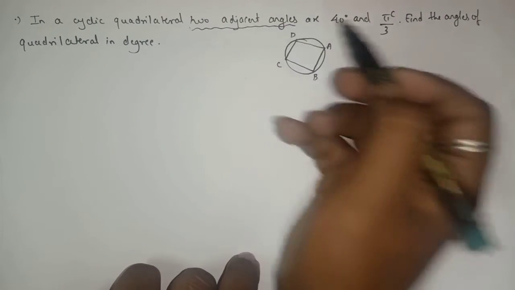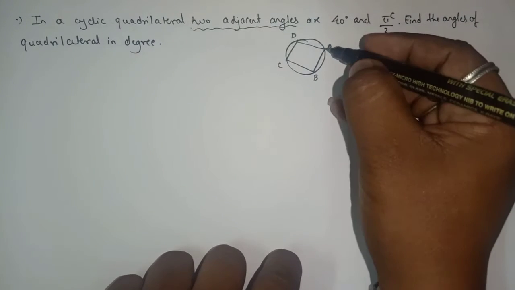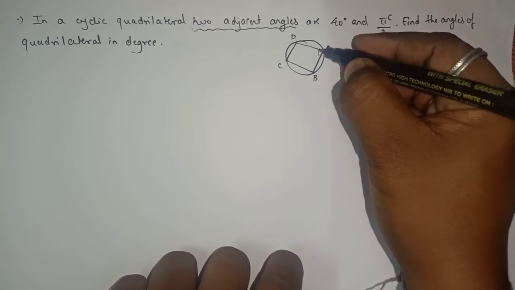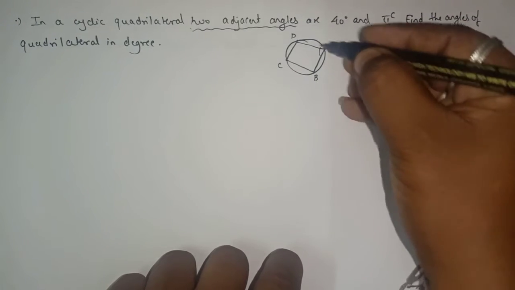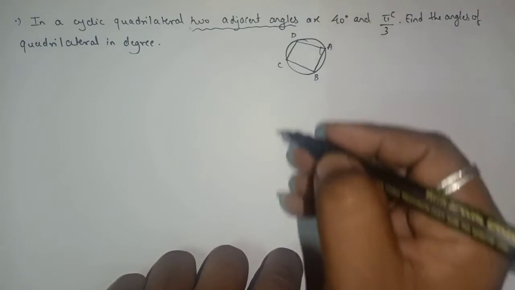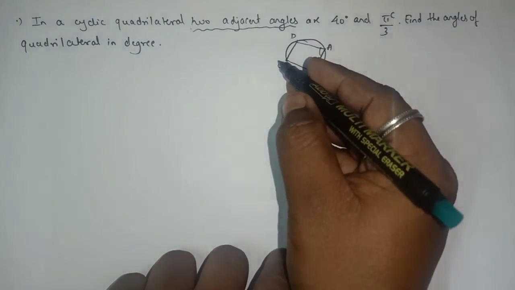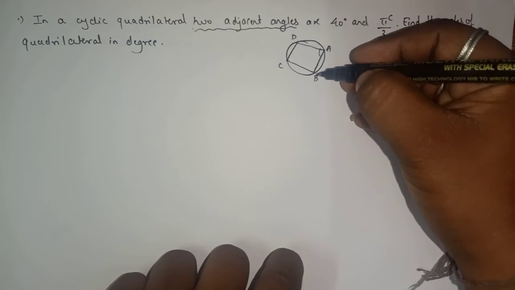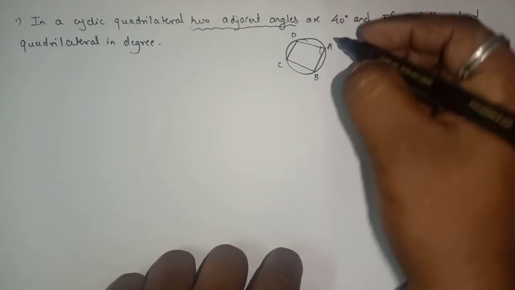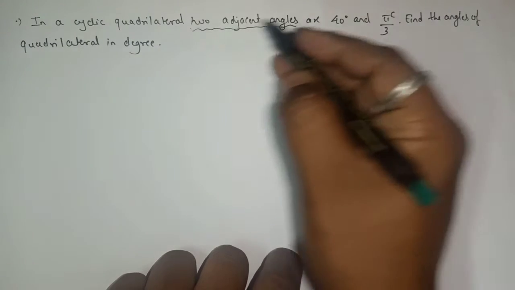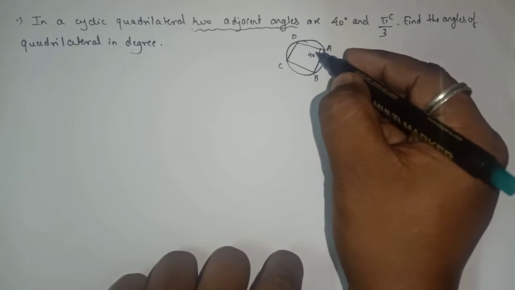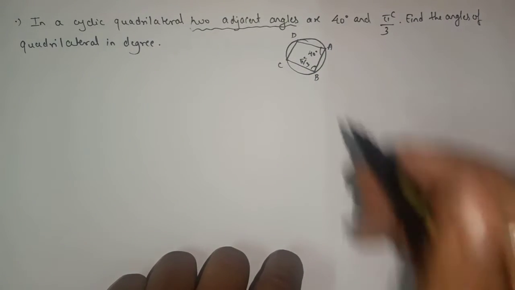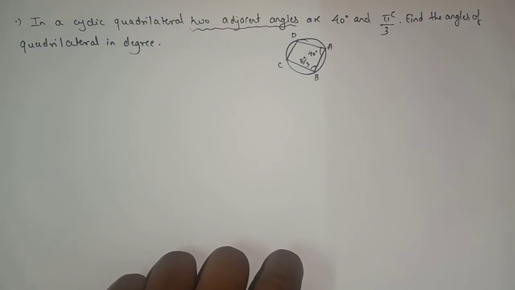So what do we mean by adjacent angle? The neighbor angle. That means for angle A, the adjacent angles will be B and D. Why not C? Because C is the opposite angle, not the adjacent angle. So for A, the adjacent angle will be either B or D. Here we have two adjacent angles, one is 40 degrees and the other is pi by 3. So one angle is in degree and one angle is in radian.